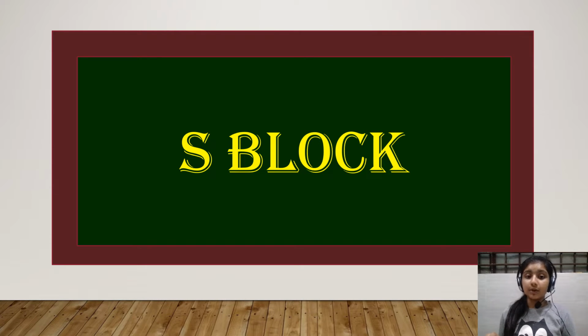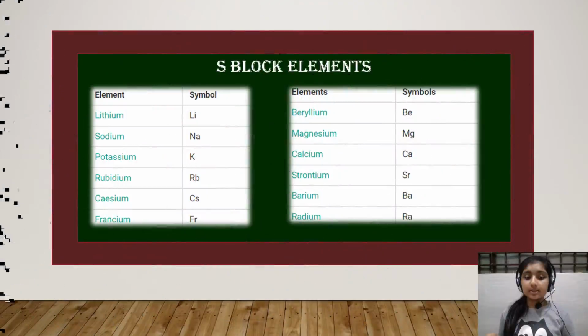Let's see the table for further understanding. This is the table of the S block elements. Here you can't see the hydrogen element, but you need to include that. So hydrogen, lithium, sodium, potassium, rubidium, cesium, francium. These are the elements of the first group that contains 7, but here there are only 6, as I told you, because hydrogen is missing over here.